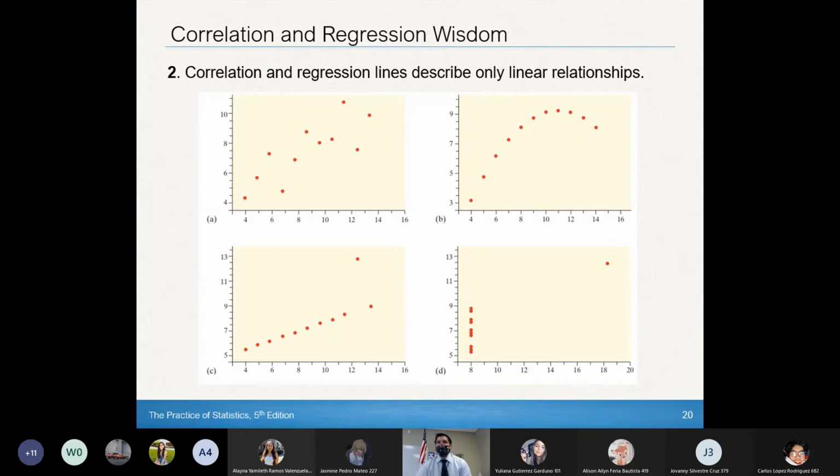All right. Okay, so here's the surprising part. They're all the same. Each of these graphs produces the exact same correlation.